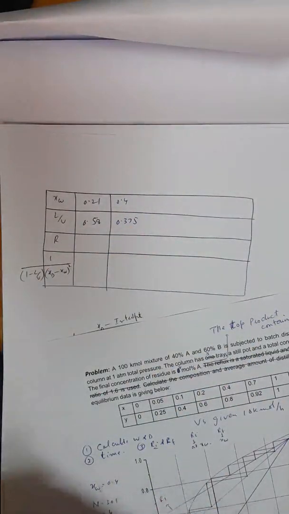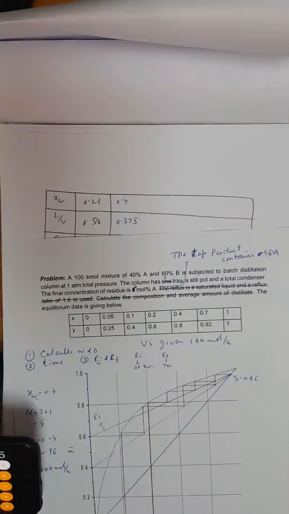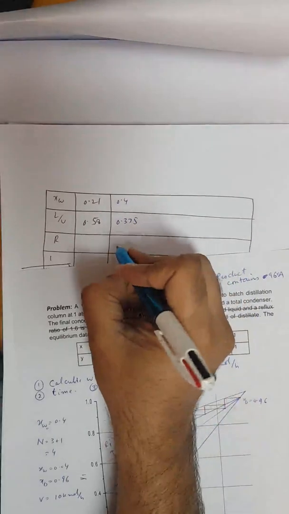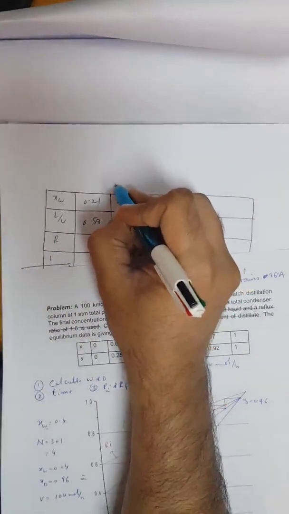You should record these values. 0.375 divided by 1 minus 0.375. So 0.6, your Ri is 0.6. This is your Ri because it is at xw naught.